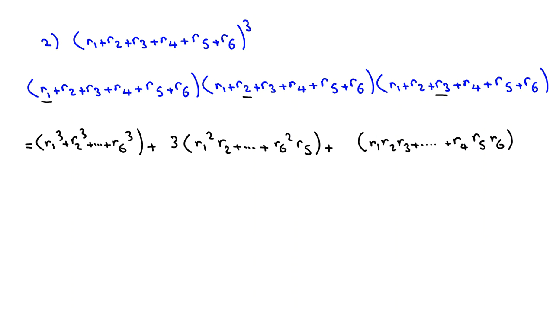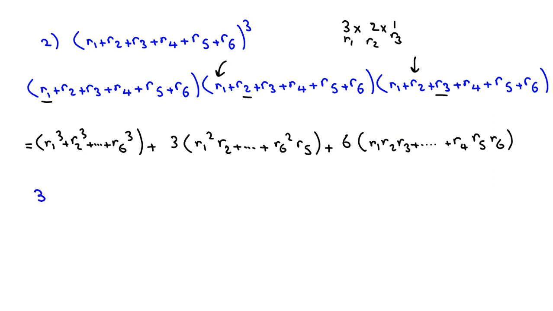So for R1, you have 3 choices. Then, for example, you select R1 from this part. Now you want to select R2. You have 2 choices left. So you select, for example, R2 from here. And for R3, 1 choice. So it will be 6. So here it will be 6. So we've proved and we found identity 2.